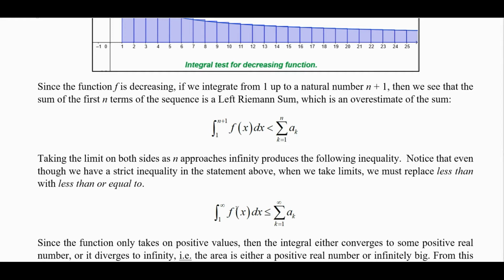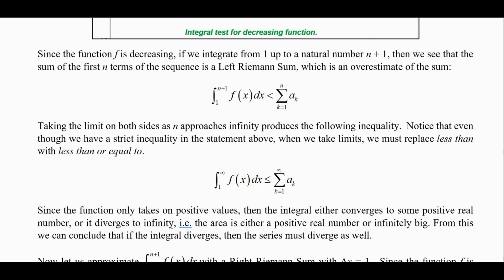But otherwise, this one on the left is going to be smaller. So we have this. Now, from this, we can conclude if this limit diverges to infinity, then this sum is also going to diverge to infinity. It's got to be at least as big. So if we can show that the integral diverges to infinity, so does the sum.